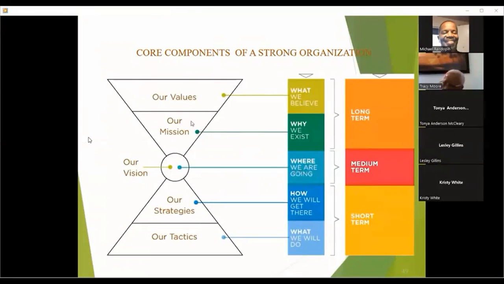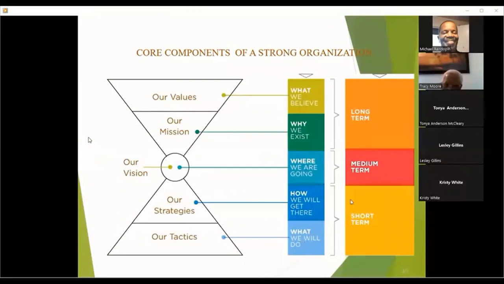And your mission talks about how you get there. And then from your vision, your strategies. How will you get there? What do you need to do? Who needs to be part of that team in order for it to happen? What steps need to be put into play? And then finally, what are the operational steps that we need to take to get there? In other words, what we do to get there.